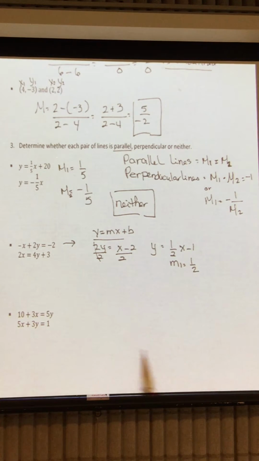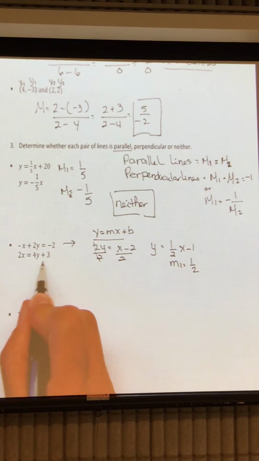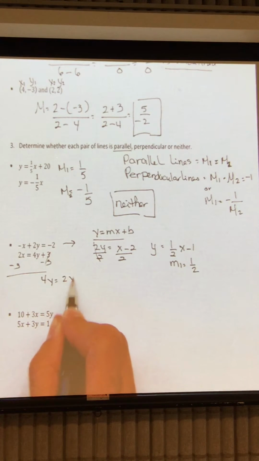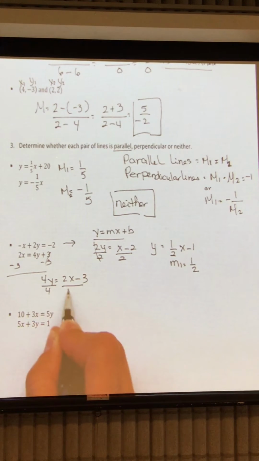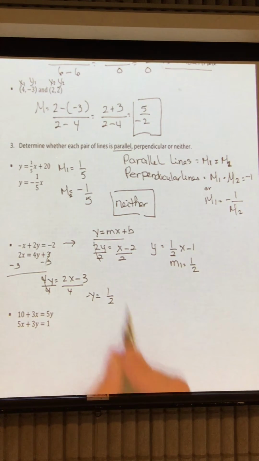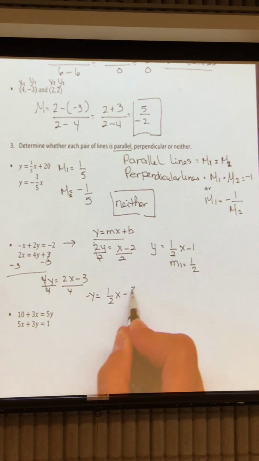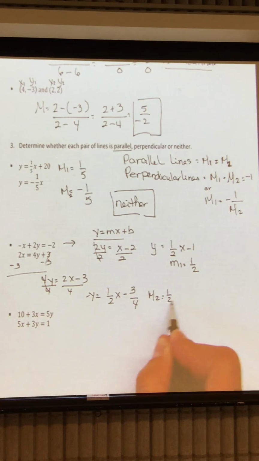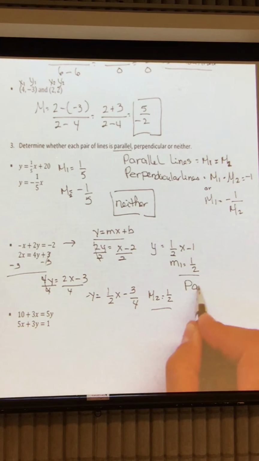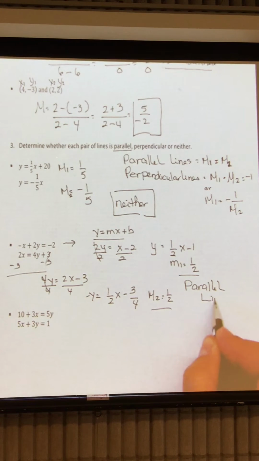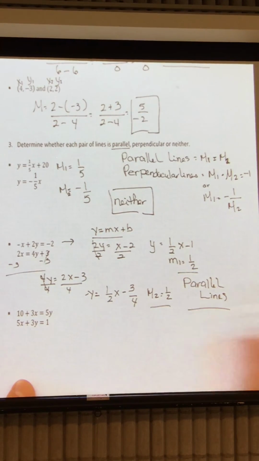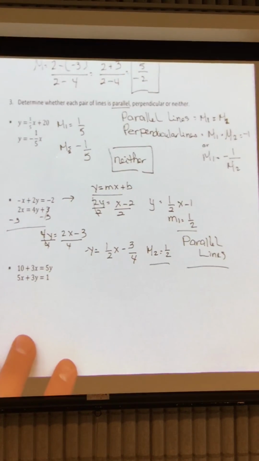Now let's look at the slope of the second line. Here let's subtract 3 from both sides. We have 4y is equal to 2x minus 3, divided by 4. So y is equal to 2 divided by 4, which is 1/2 x. And then your y-intercept is 3/4. So the slope of this line is 1/2. Same slope, therefore the lines are parallel. Because the slopes are the same, 1/2 and 1/2, these lines are parallel lines.